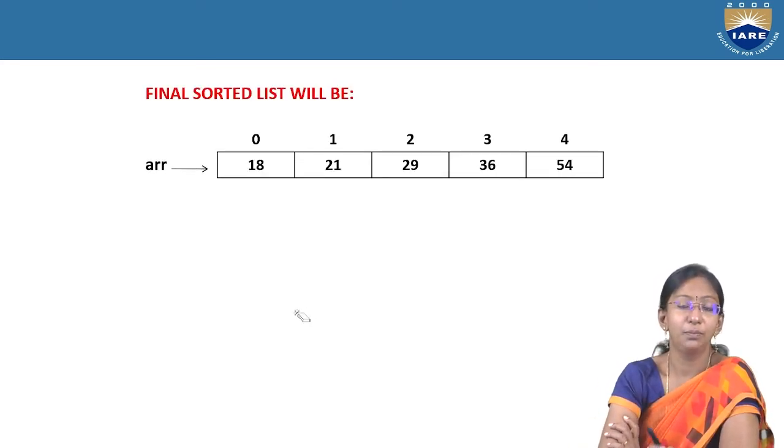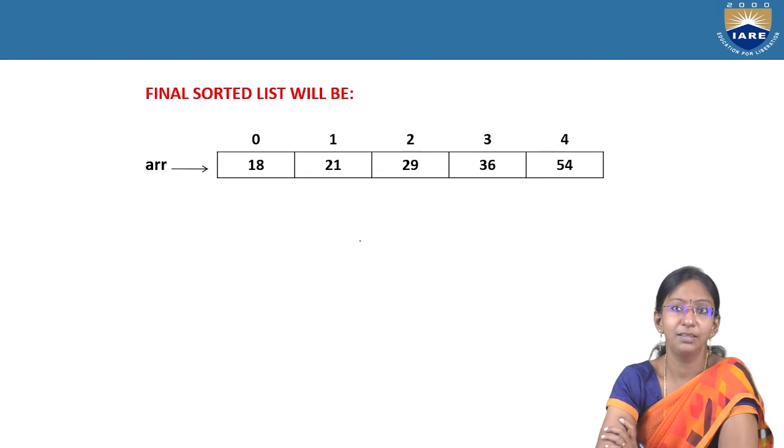Keep one point in your mind, guys: if there are n elements in your list, then you are going to do n minus 1 iterations. You will be needing n minus 1 iterations for bubble sort.